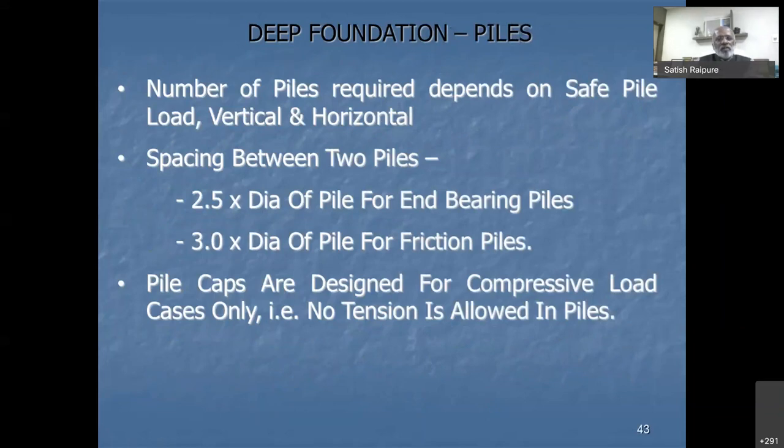The number of piles required depends upon the safe load that a pile can carry. If the number of piles is more, then we will have to design the pile cap also. Care should be taken that the spacing between two piles should be at least 2.5 times the diameter of the pile in case of end bearing piles. But if it is a friction pile, then it should be at least 3 times the diameter of the pile.